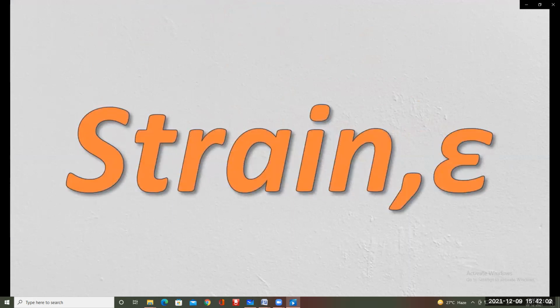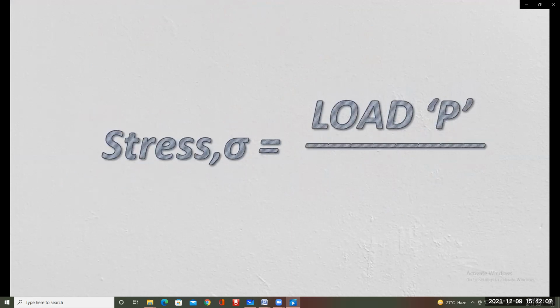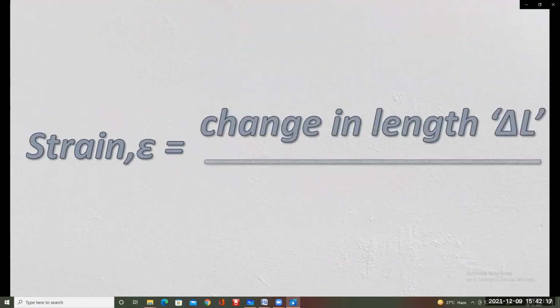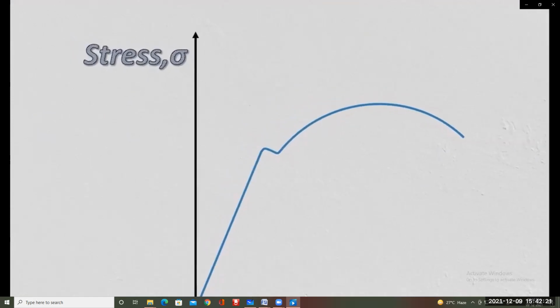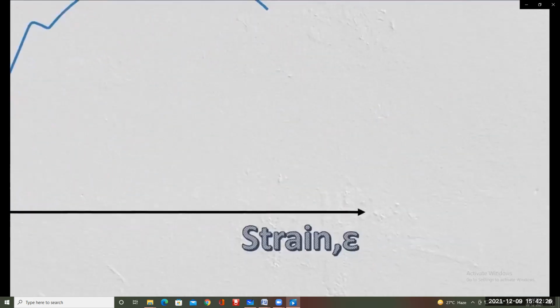In tensile test, stress is calculated as the load applied to a material divided by the cross-sectional area of the material. The strain is the deformation or displacement of the material due to applied load and can be calculated as change in length divided by original length. In the stress-strain curve, the stress is shown along the y-axis, and strain is shown along the x-axis.